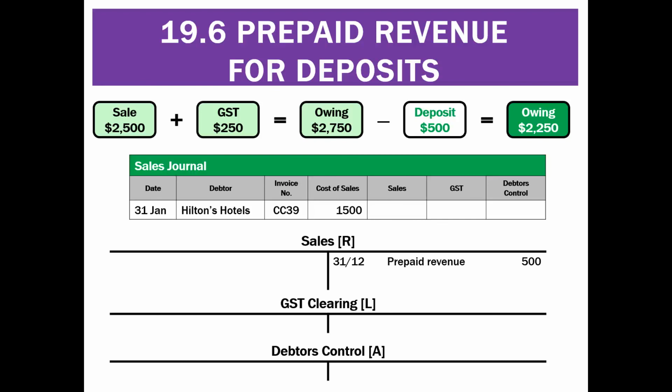The cost of sale was $1,500, and the sale amount, this is where it gets a little tricky. What we're going to do is put $2,000 there. Now, the sale amount is $2,500. Why are we only putting $2,000? Well, the reason is we've already got $500 sitting in the sales ledger.